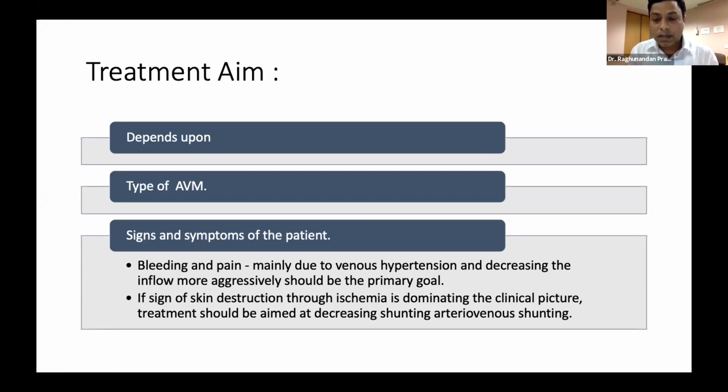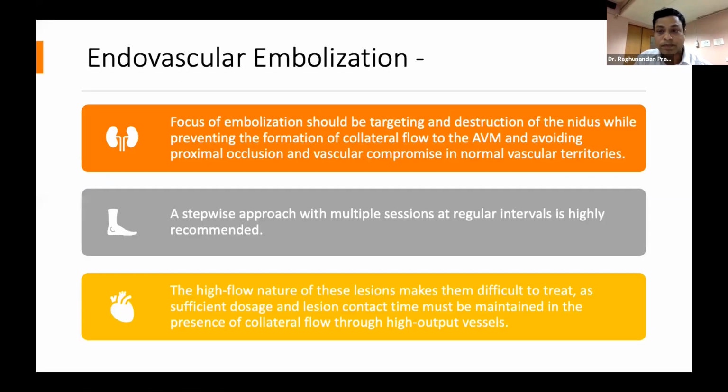On the contrary, if you see a person who is having destruction over the skin or a non-healing ulcer, then this clinical picture is more suggestive of shunting ischemia because of the shunting of the oxygenated blood into the venous system. So the normal tissue is hypoperfused. In this case, your aim should be to reduce the shunt flow and to increase the flow to the normal tissue. So based on these signs and symptoms, one should plan what the aim of the treatment is.